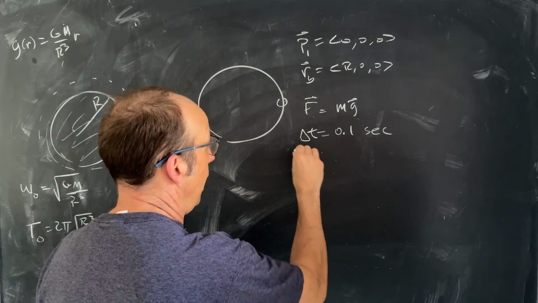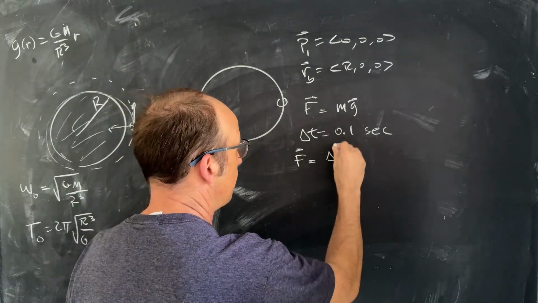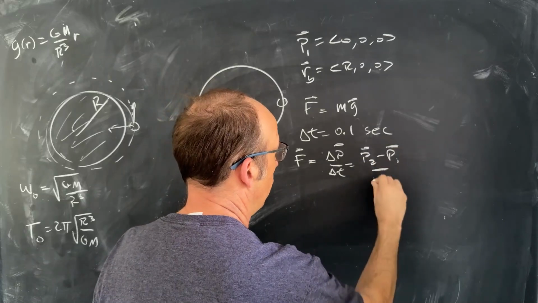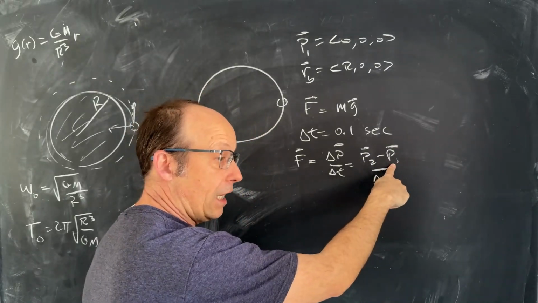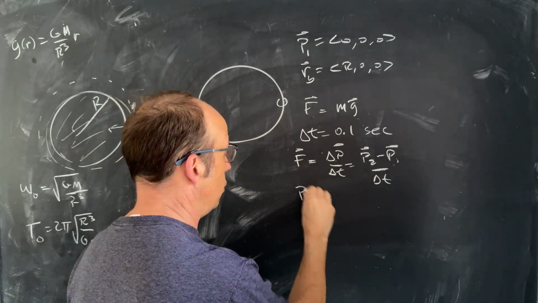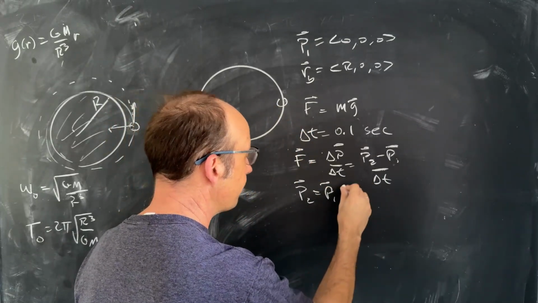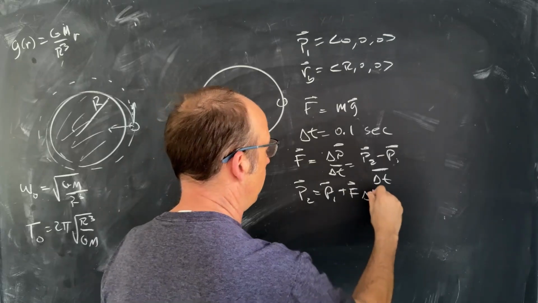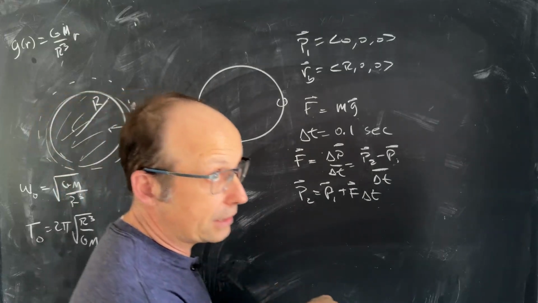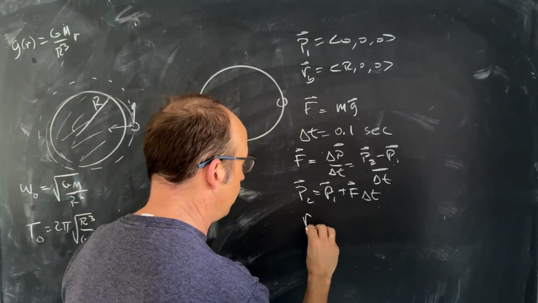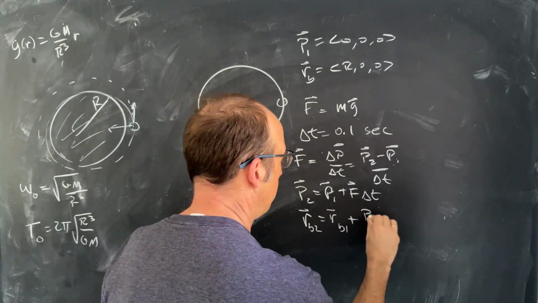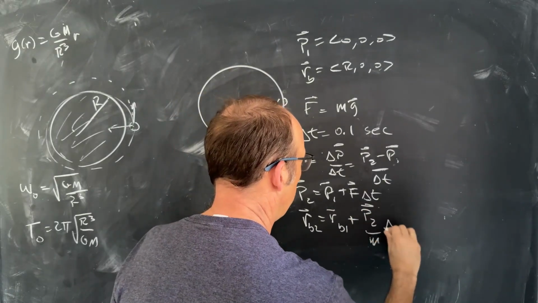So I can say F is delta P over delta T, which is P2 minus P1 over delta T. So that's the momentum at the beginning of the time interval, and that's the momentum at the end of the time interval. So I can solve that: P2 equals P1 plus F delta T. Now I can do the same thing for position. I can assume the velocity is constant, and I can get the following: RB2 equals RB1 plus P2 over m delta t.